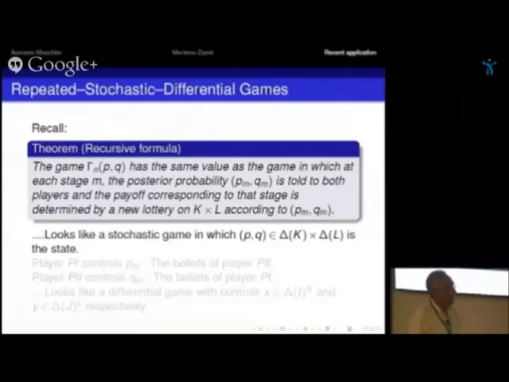So in principle, this recursive formula gives us the natural connection to stochastic games. On the other hand, what determines PM and QM? The strategy of player 1 determines this posterior. So actually, player 1 controls PM. These are the beliefs of player 2 on his type.